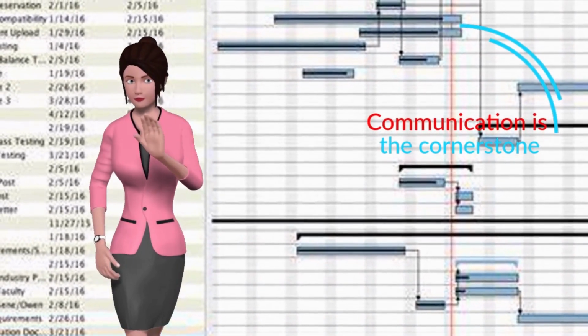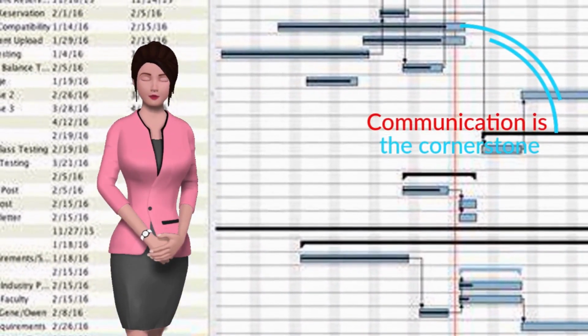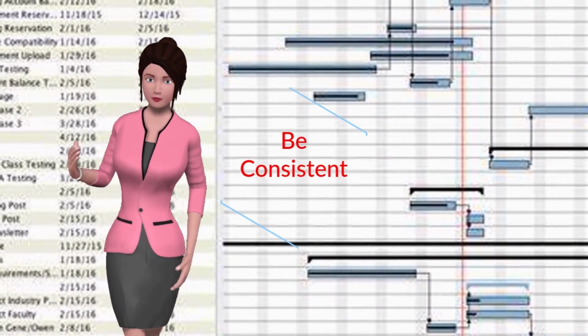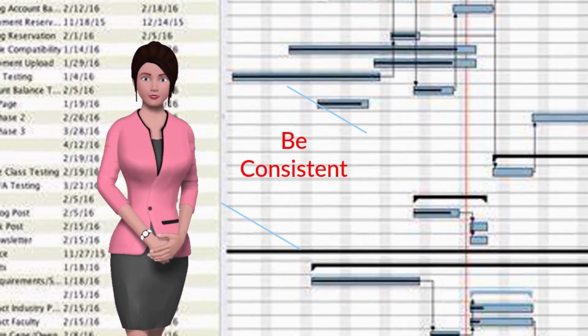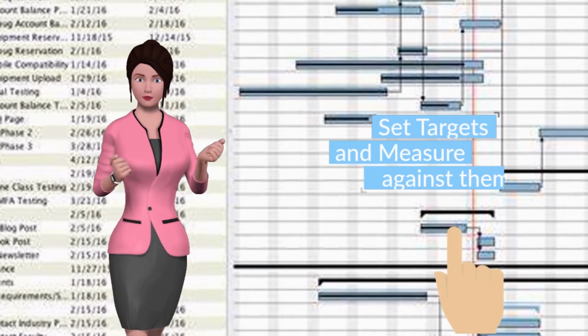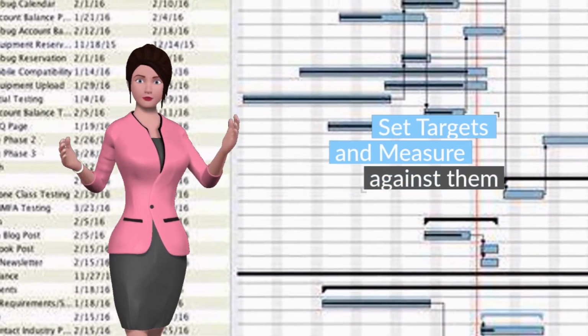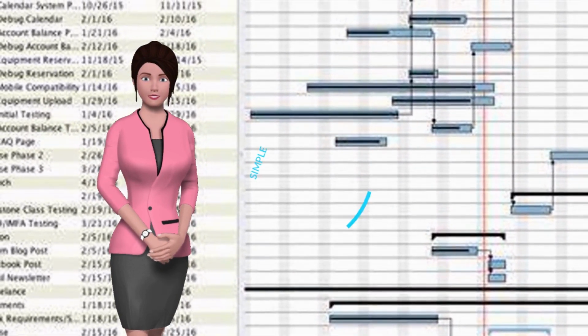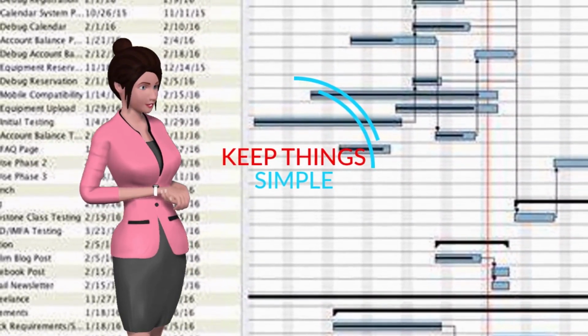Consistency is key. Find a format and distribution method that works for your stakeholders, and stick with it. They'll appreciate the predictability of the information they receive. Set targets and measure against them. Establishing metrics is an important part of project reporting and monitoring. Accordingly, these metrics should be how your project progress is measured against goals throughout its life cycle.